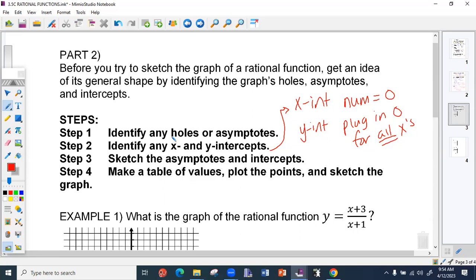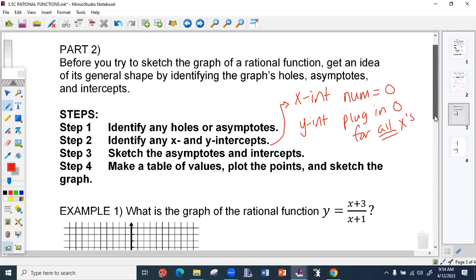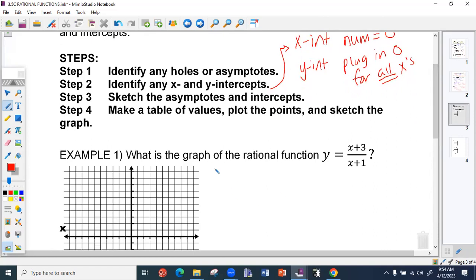Because we already know how to do step 1, identifying the holes and asymptotes, step 2 is going to be the new piece. All right, are you ready? So we're going to do step 1 kind of fast. Step 1, identifying your holes and asymptotes.